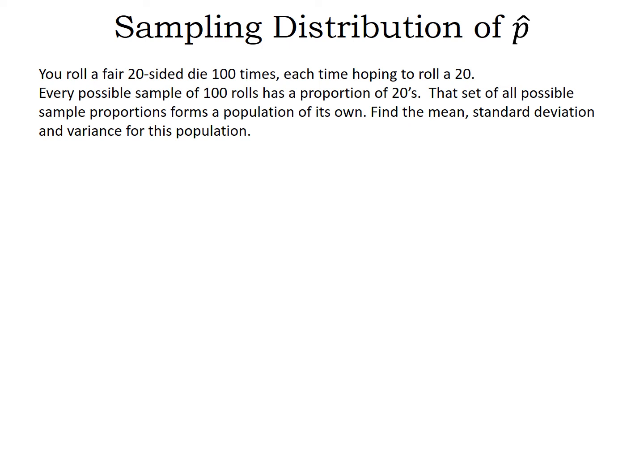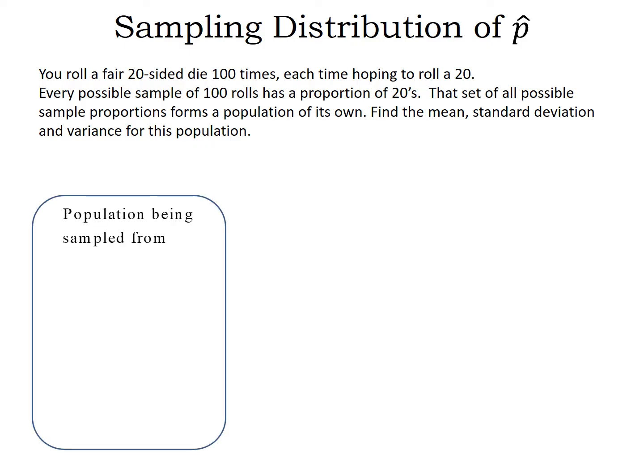In this example, we're going to roll a fair 20-sided die 100 times. And each time we're looking for the die to come up with 20. So when we consider every possible sample of 100 rolls, it has a proportion of rolls that are equal to 20. And that set of all possible sample proportions, again, forms its own population. And we want to find the mean, standard deviation, and variance for that population of p hats. And so, again, as always, everything starts with the population that we are sampling from here.